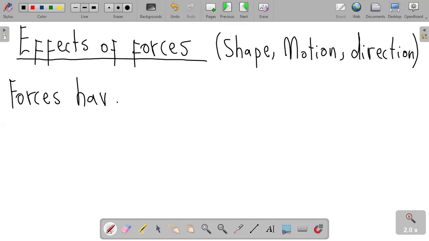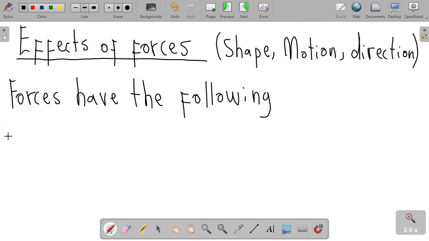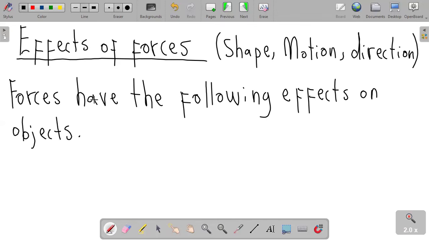So here we say forces have the following effects on objects. I will make bullet points here. Okay. So let us talk about the first one. Shape.